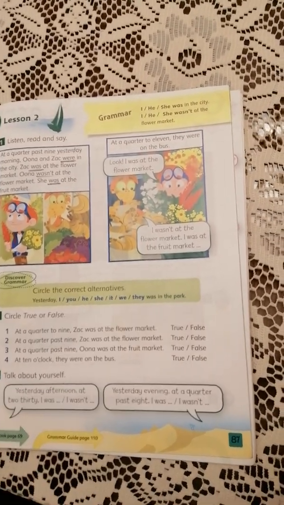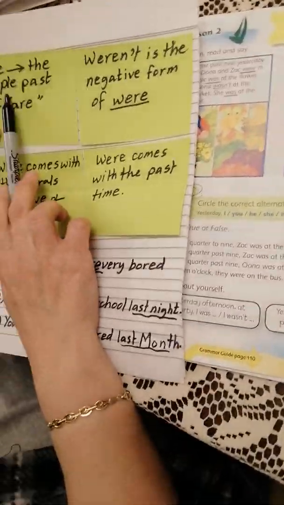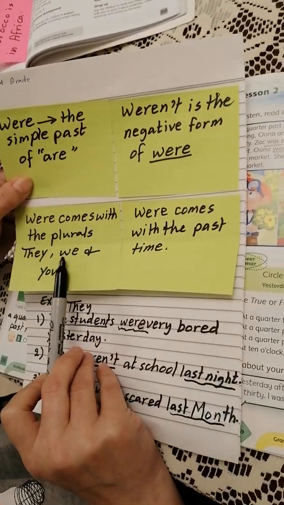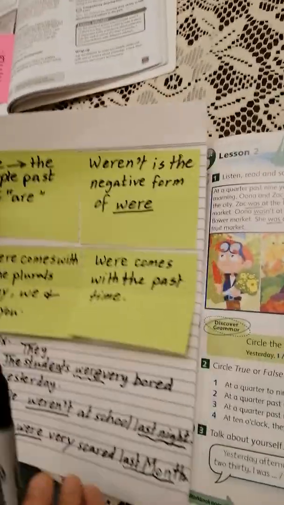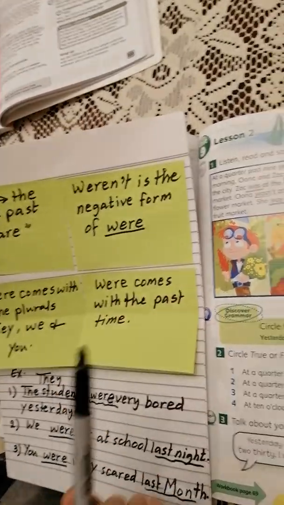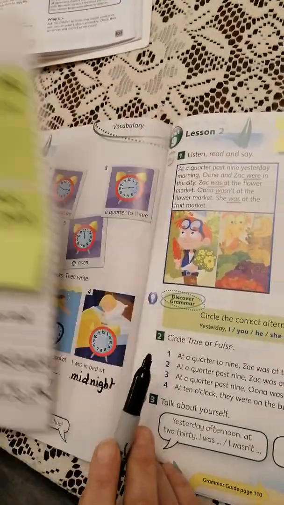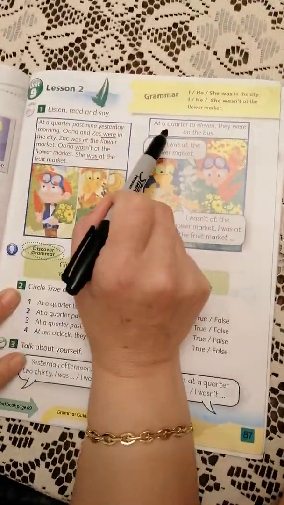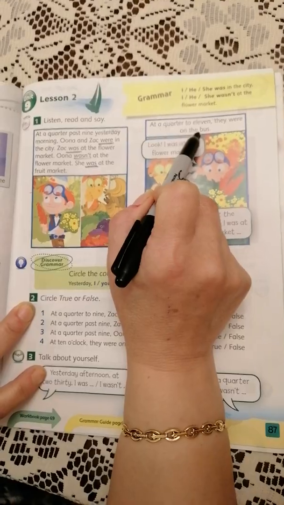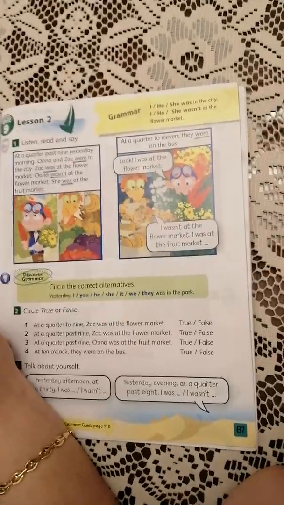But we use were as the simple past of are with the plurals they, we, and you. And the negative form of were is weren't. And were, as I mentioned before, comes with the past time. Look at the second text. At 11:15, they were on the bus. We use were with they, with the plural subject.